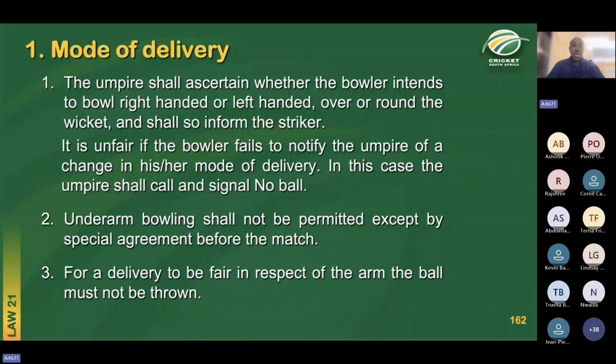If a bowler runs up and changes his or her action, and you can see deliberately throws the ball with the elbow definitely bent more than 15 degrees, then we can call and signal no ball.